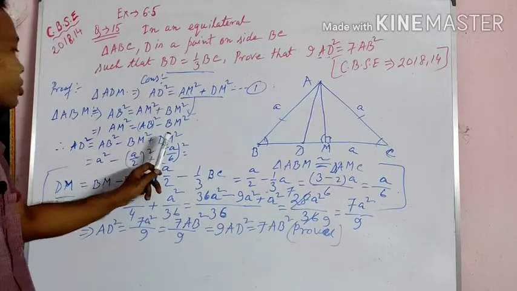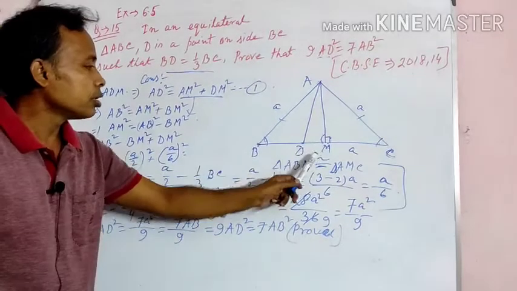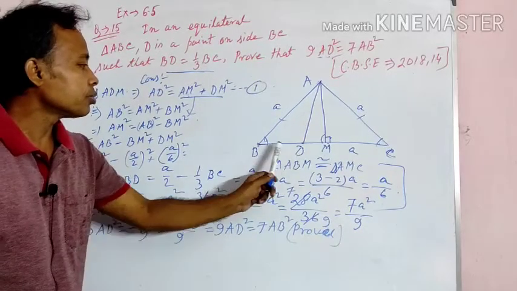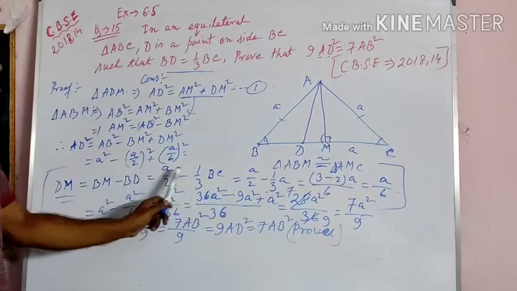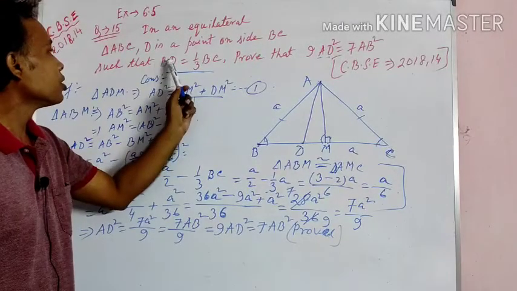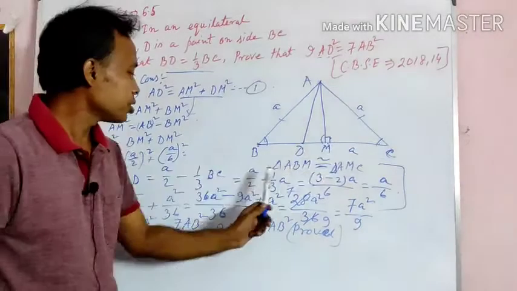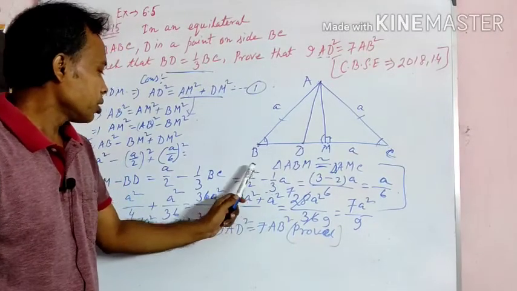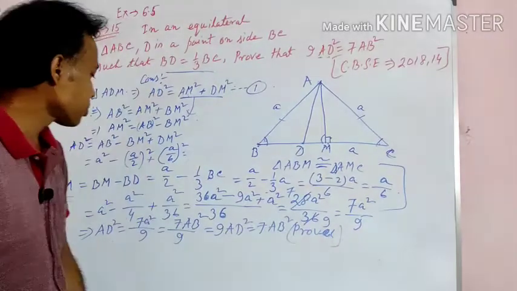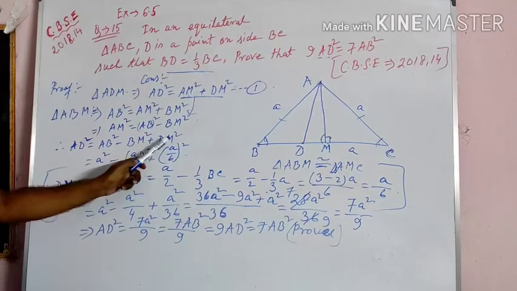Then DM will be replaced by BM minus BD. BM is equal to A by 2 and BD is equal to 1/3 of BC. The value of BC is equal to A. Put the value of A here: A by 2 minus A by 3 is equal to A by 6. Then put the value of A by 6 in place of DM square.